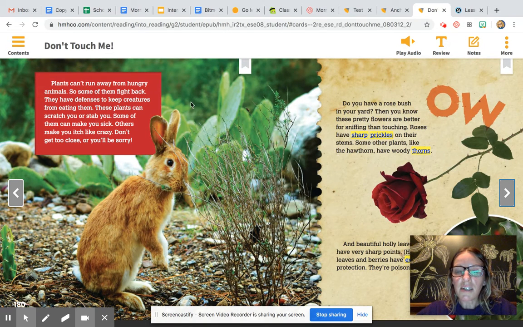So an example of cause and effect on this page might be if you touched a poisonous plant or an itchy plant, you start to itch your skin. So your skin is itchy because you touched the plant.